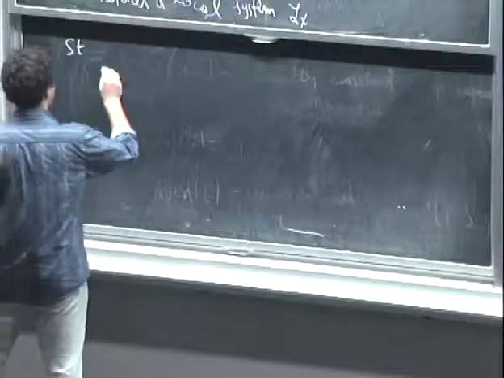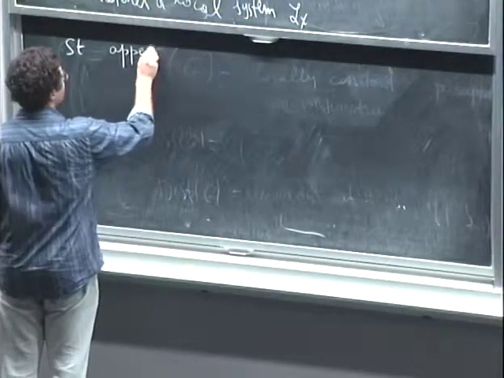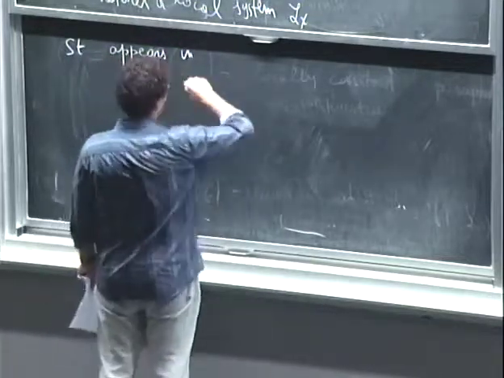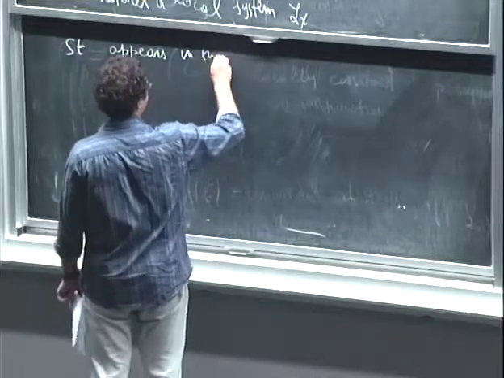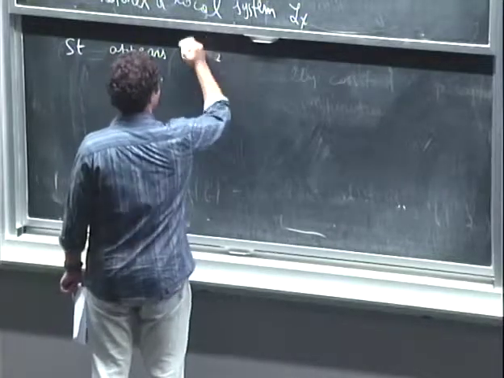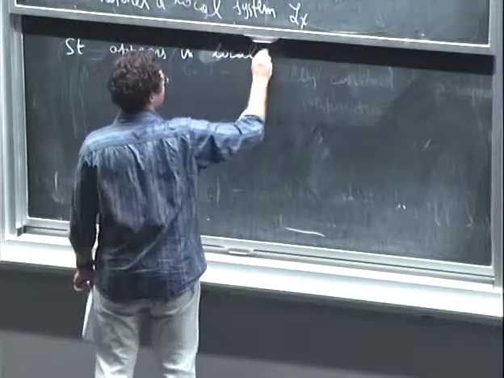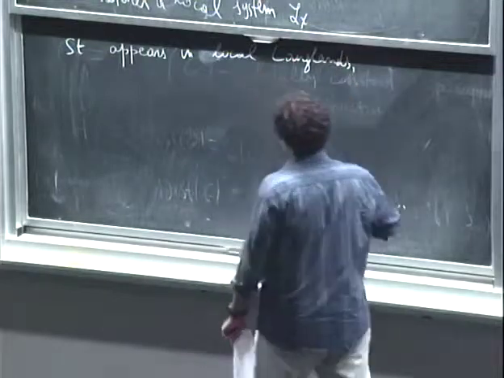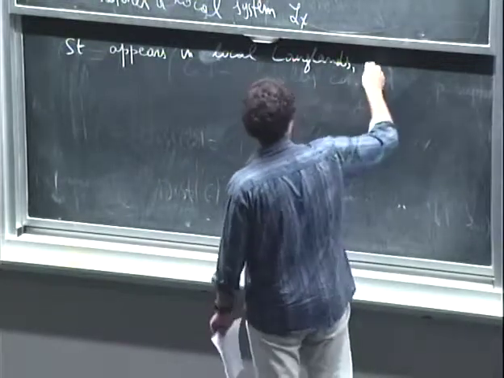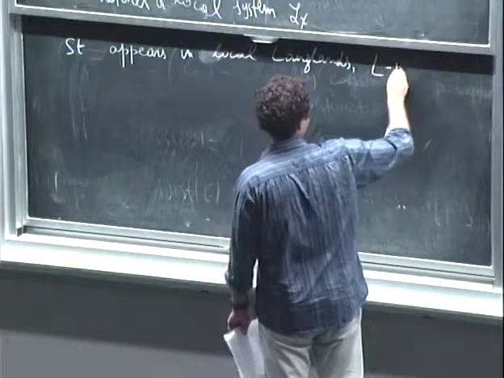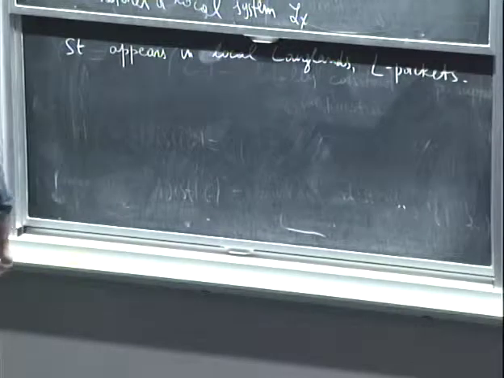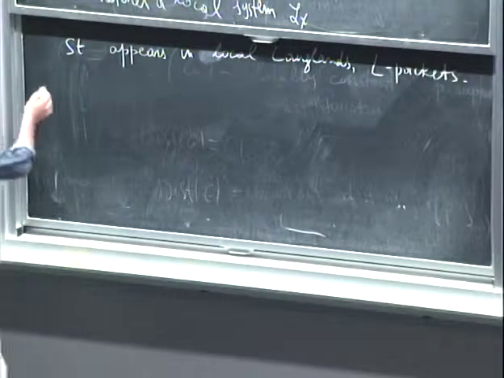So the space of stable distributions appears in the theory of local Langlands duality, and specifically this phenomenon of L-packets, or L-indistinguishability. And so I just want to say a few words about this.